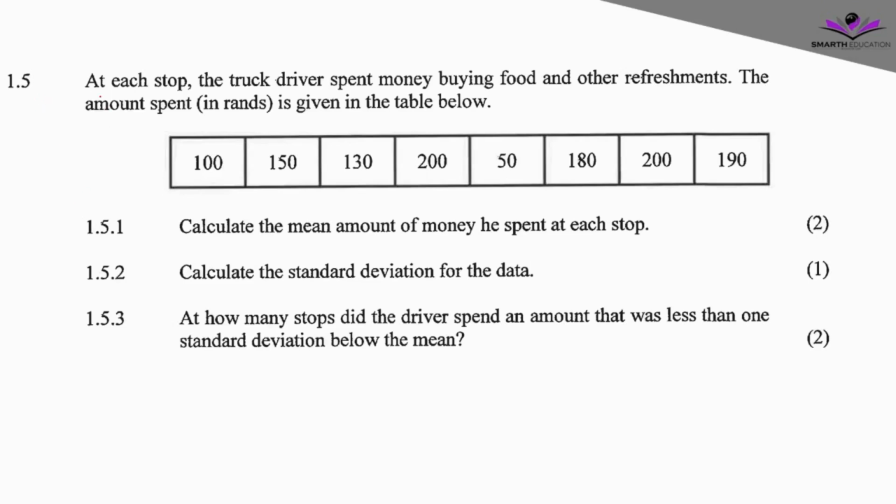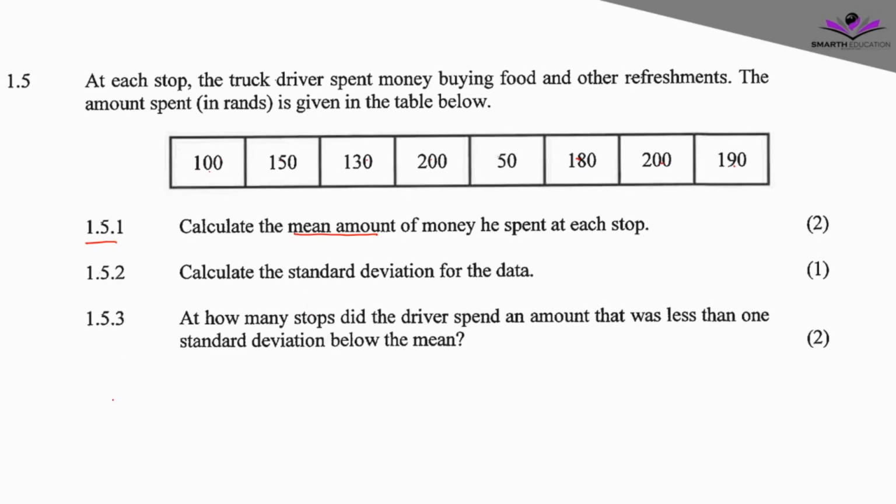1.5. At each stop, the truck driver spent money buying food and other refreshments. The amount spent in rands is given in the table below. We have these amounts. How many of them? 1, 2, 3, 4, 5, 6, 7, 8. 1.5.1. Calculate the mean amount of money spent at each stop. So what do we do? The mean amount, we add the data items and divide by the number of those data items.